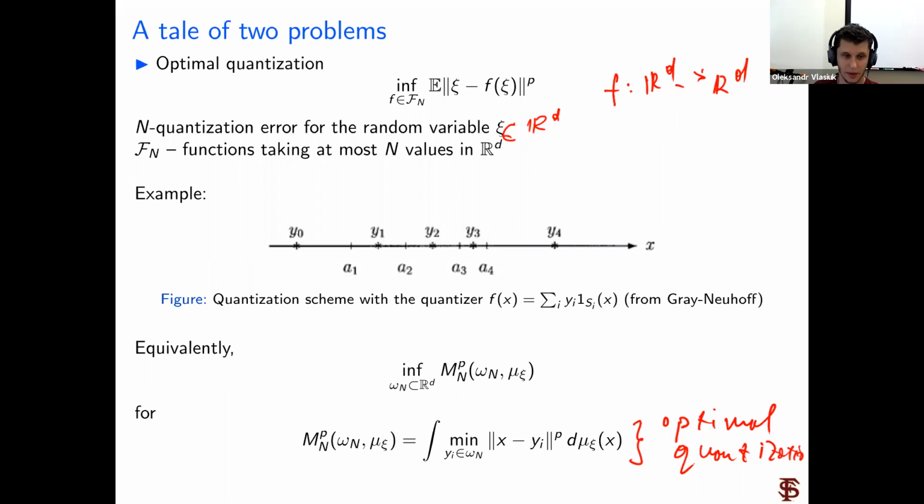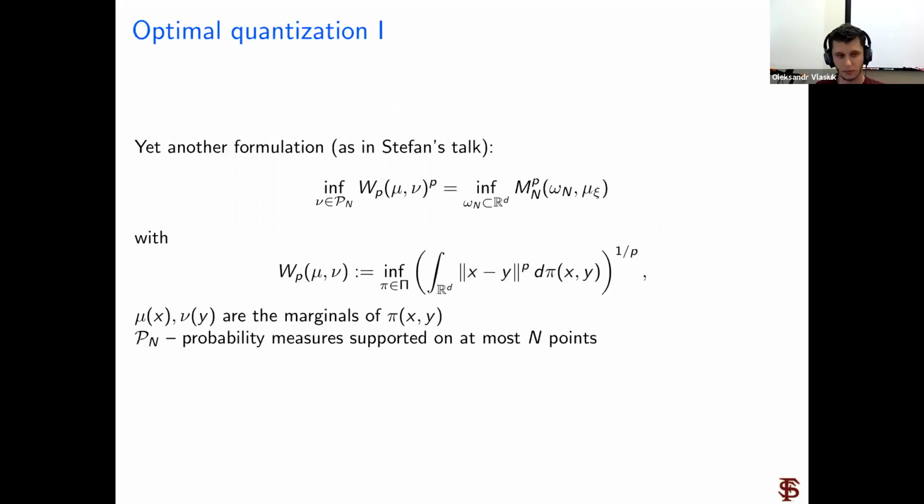Now another equivalent statement is to phrase it as approximating continuous measures with discrete measures, and this is exactly what Stefan already defined. We have some fixed continuous measure mu, and we approximate it with discrete measures nu. Here nu lives in the space of probability measures supported on at most n points, where n is the number of values that your quantizer takes. The minimizer of this Wasserstein distance over all such nu is exactly the solution to the quantization problem.